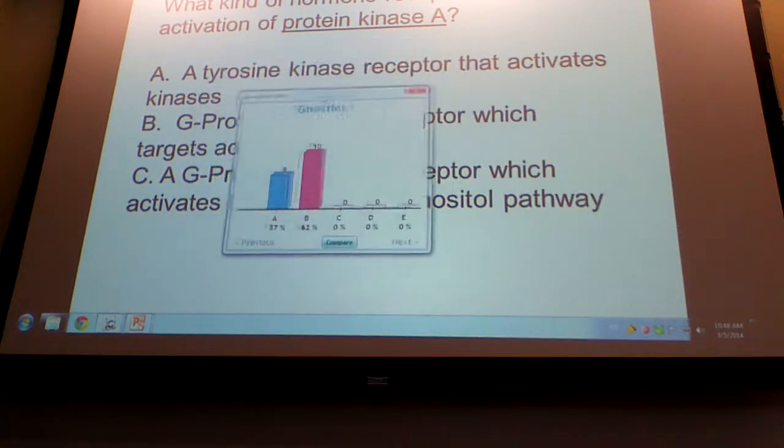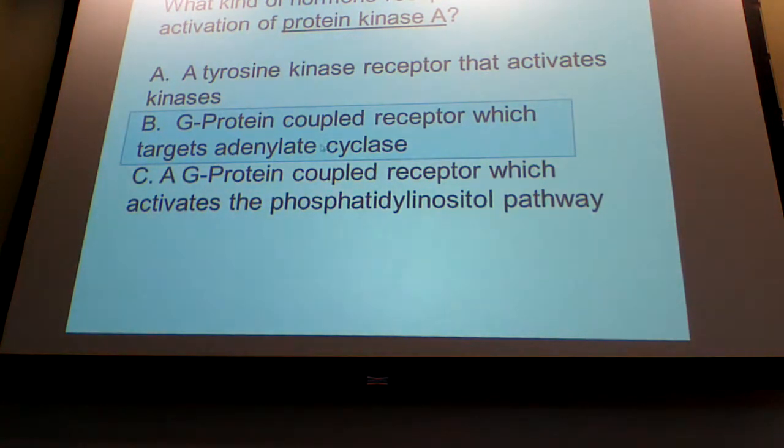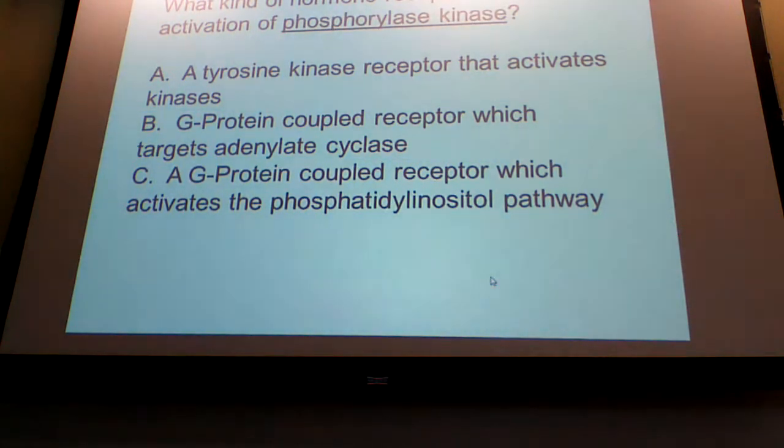Okay. Well, majority is in the right place. So what does adenylate cyclase do? Makes cyclic AMP. And we use cyclic AMP to activate the protein kinase A. So my adenylate cyclase was a G protein coupled receptor pathway to activate that. Okay, so next one. What kind of hormone receptor will lead to activation of phosphorylase kinase?